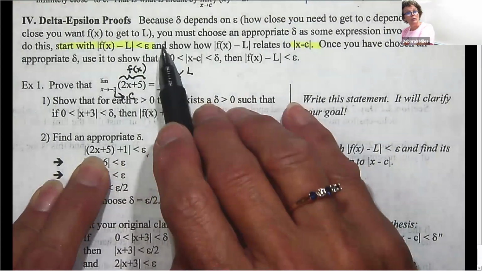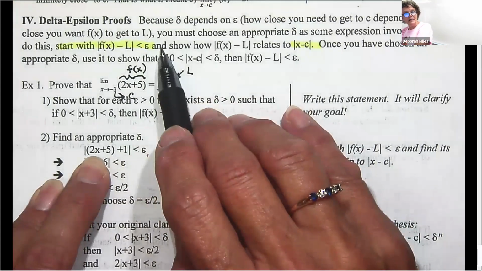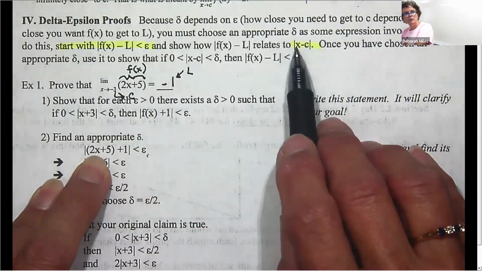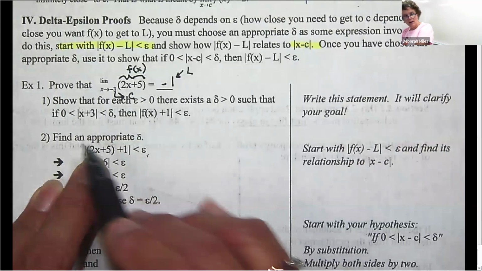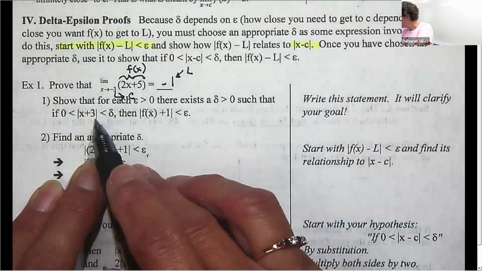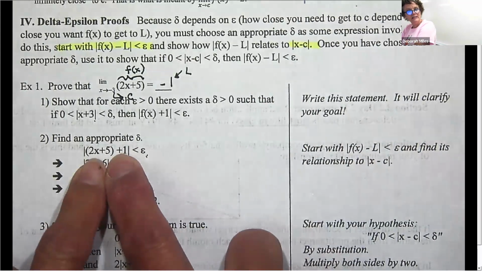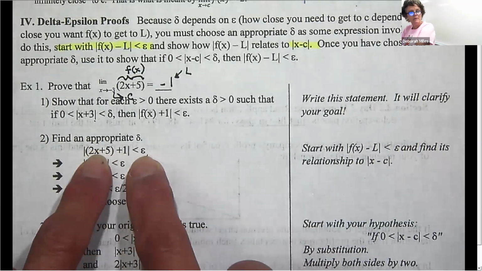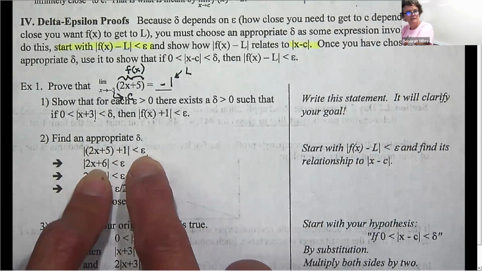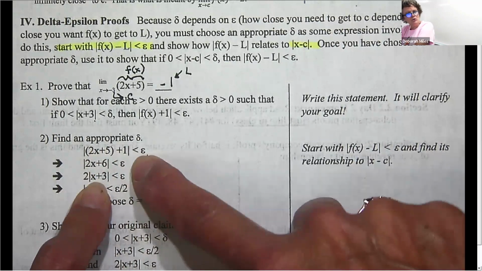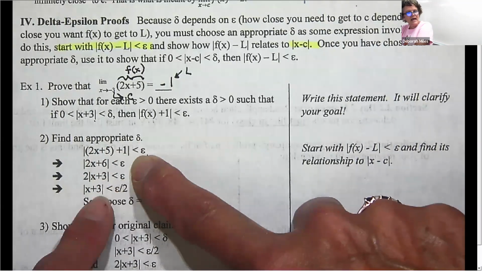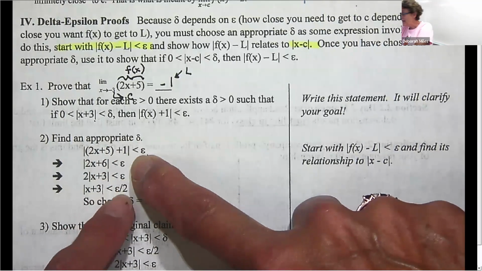That's always what you start with. And you work on it until what you hope to come up with on the left-hand side is absolute value of x minus c. In this problem, it's going to be absolute value of x plus 3. So if this is less than epsilon, let's see how much we can clean up the left-hand side. That'd be the absolute value of 2x plus 6. I could factor a 2 out of that. And if 2 times absolute value of x plus 3 is less than epsilon, then x plus 3 would have to be less than epsilon over 2.